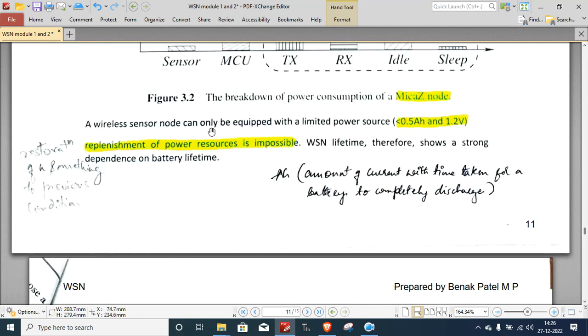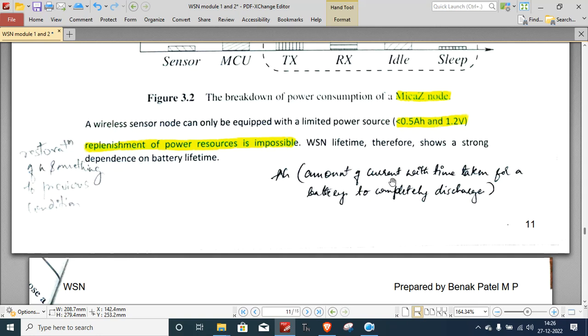A wireless sensor node can only be equipped with limited power, that is lesser than 0.5 ampere hour and 1.2 volt. Replenishment of the power resource is impossible. Replenishment means restoring something to its previous condition. In most cases, because wireless sensor nodes will be deployed in fields, recharging of the battery is almost impossible. Wireless sensor network lifetime therefore shows a strong dependency on battery lifetime.